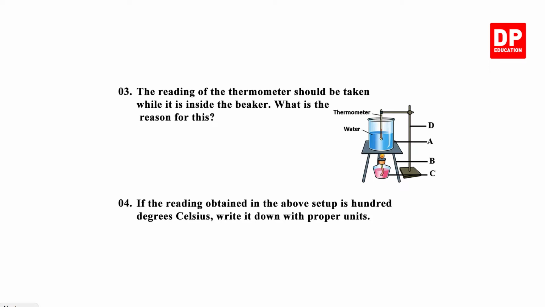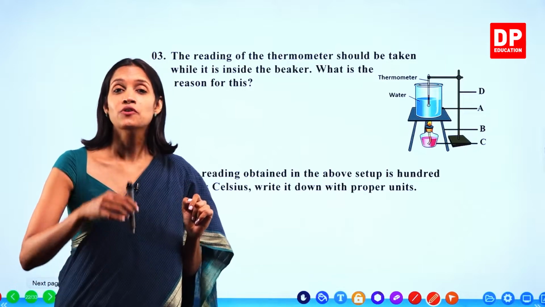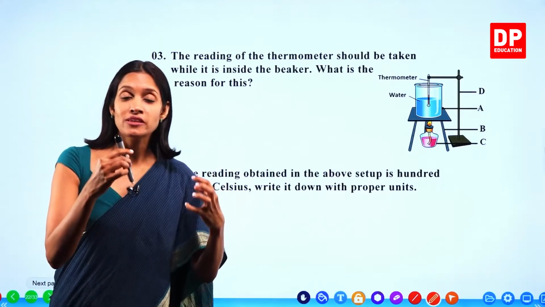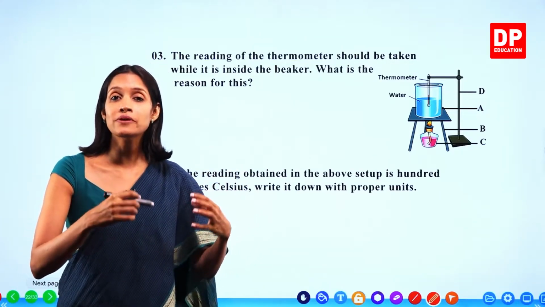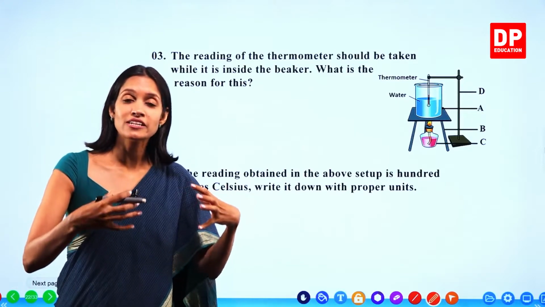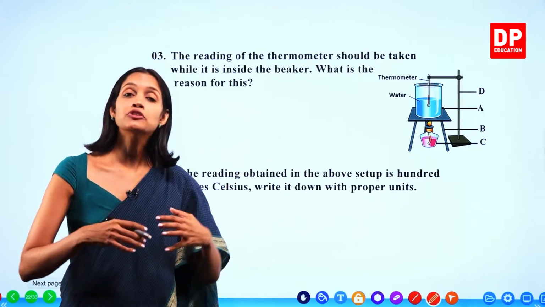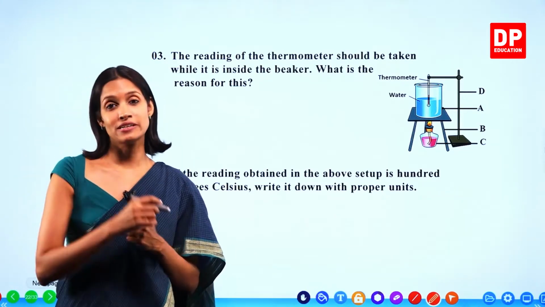Right, next one. The reading of the thermometer should be taken while it is inside the beaker. What is the reason for this? Now I already explained this one, because when you take out the thermometer, what happens? Now when the thermometer bulb is inside the water, according to the water's temperature, that heat is absorbed by the liquid inside the bulb, right? So therefore, according to the absorption of heat, its mercury column increases.